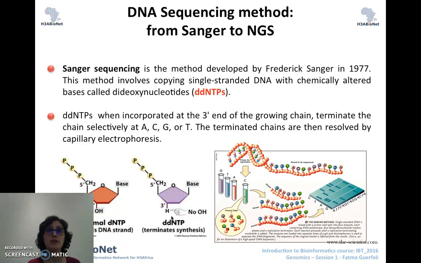and when they are incorporated in the 3' end of the growing chain, they terminate the chain selectively, and this causes the extension process of DNA to be stopped. And because the process is random, then all possible sizes of DNA fragments are generated. Then they are heat denatured and separated by their sizes on electrophoresis, on a gel. And the sequence is read accordingly.